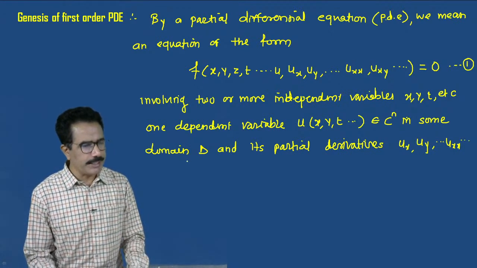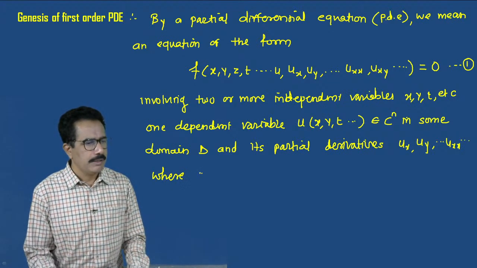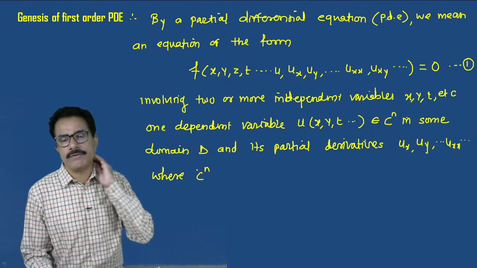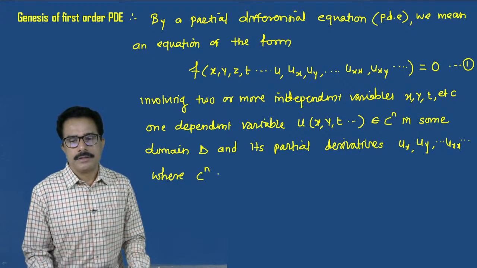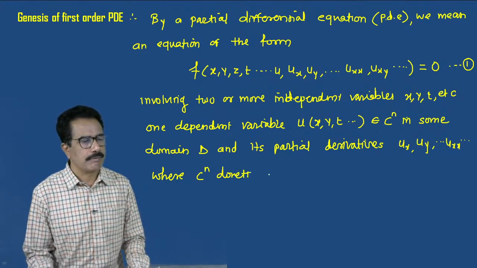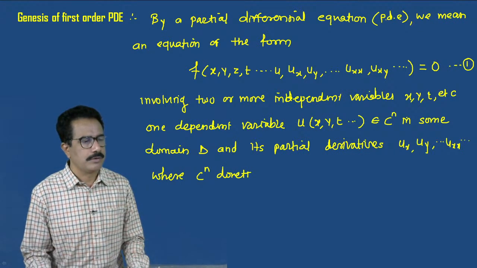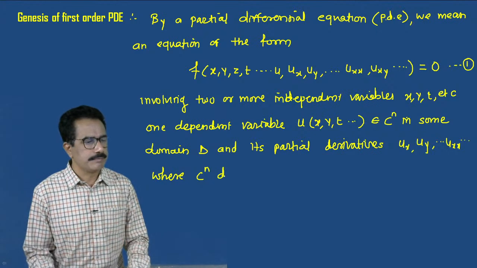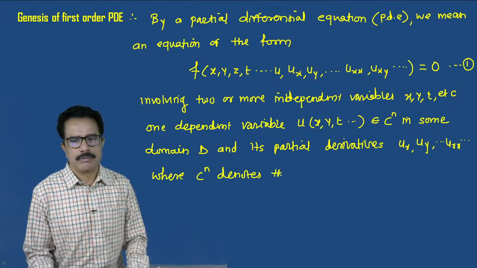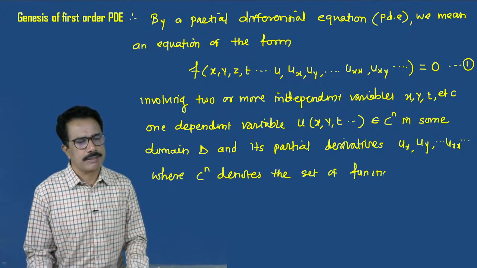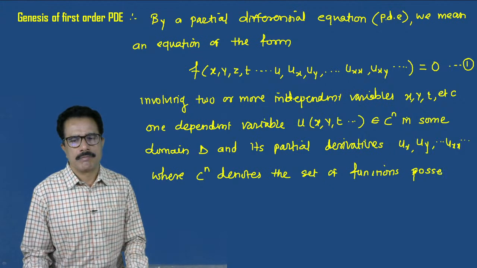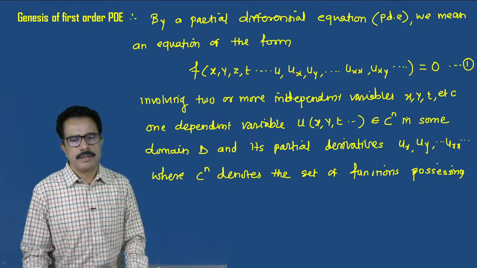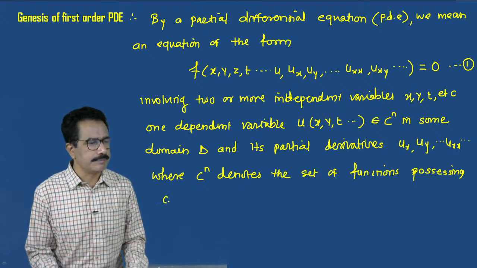Okay, where C raised to n denotes the set of functions possessing continuous partial derivatives of order n.